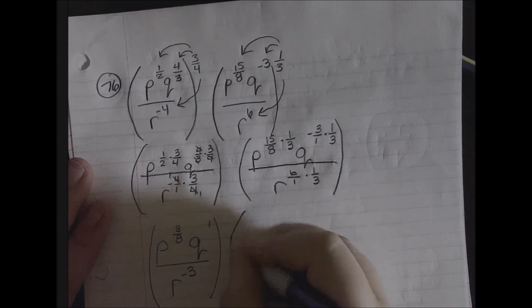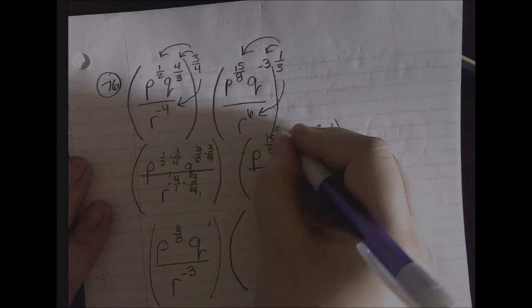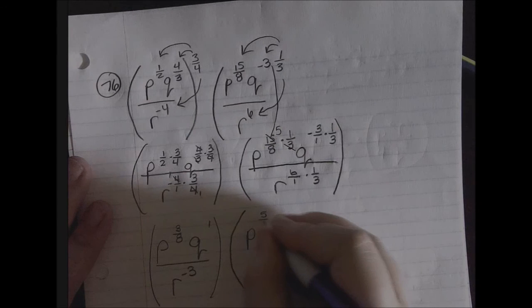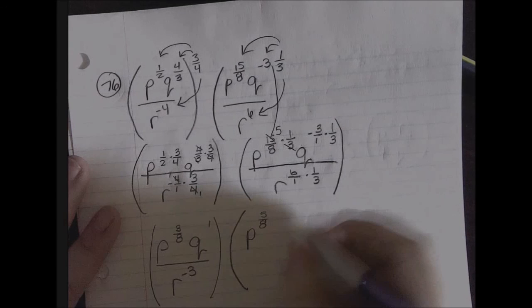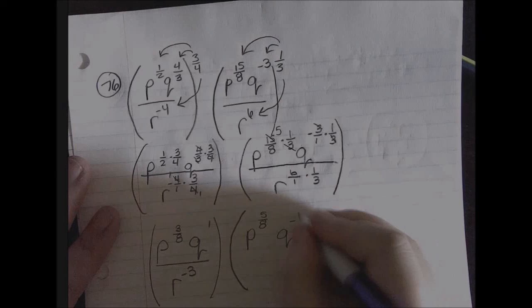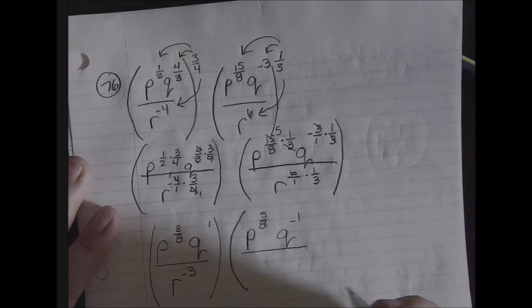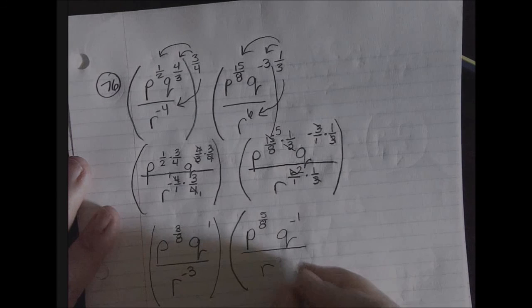Then over here, 3 goes into 15 5 times, so that leaves me with a p to the 5 over 8. Then I have my q. These 3's cancel, leaving me with a q to the negative 1 over. This 3 goes into this 6 2 times, leaving me with r squared.